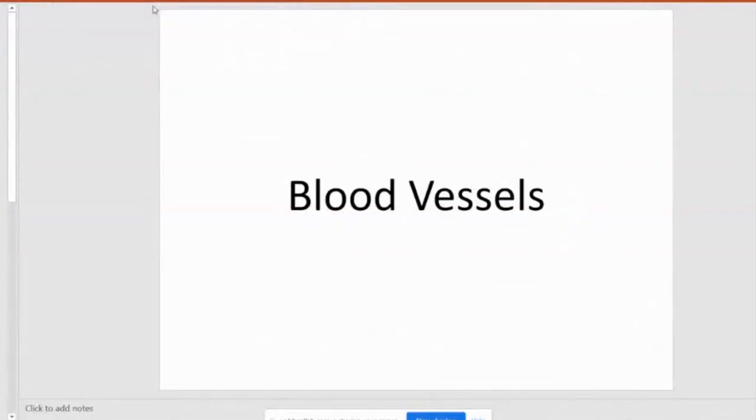Today is the first lab for module two. So it's a new lab, a new module. Good information, something that you're going to use probably throughout your healthcare career and even your life if you choose to change your pathway.